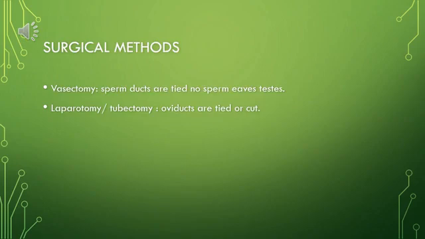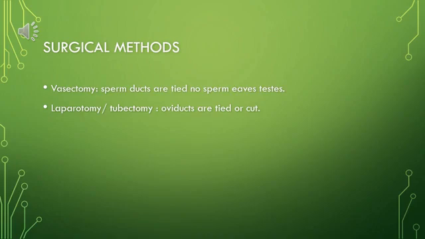Surgical methods. Surgical methods are usually more permanent methods of birth control. They usually involve a surgical procedure, no wonder they're referred to as surgical methods. In these methods we have a vasectomy as well as a laparotomy. A vasectomy is carried out on males where the sperm ducts are tied or cut. What this entails is that even though sperm will be produced in the testes, they cannot live.